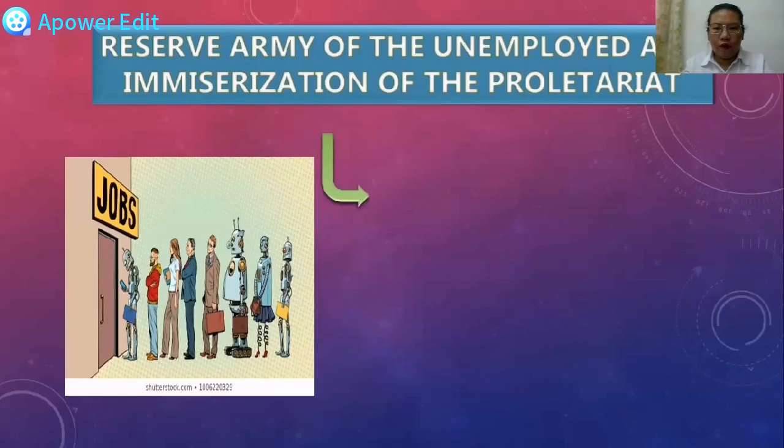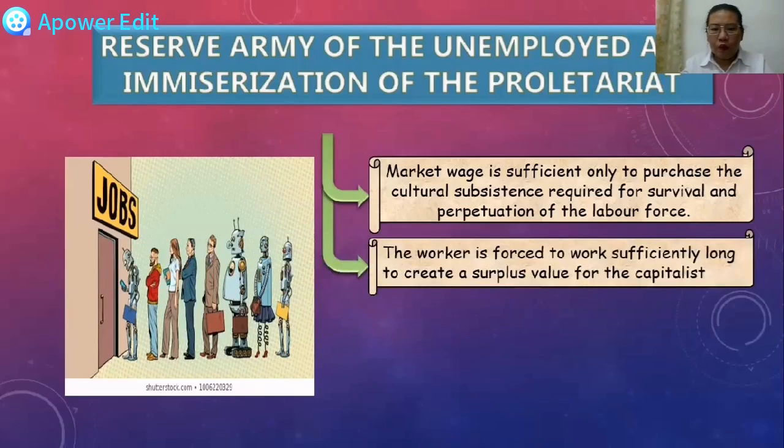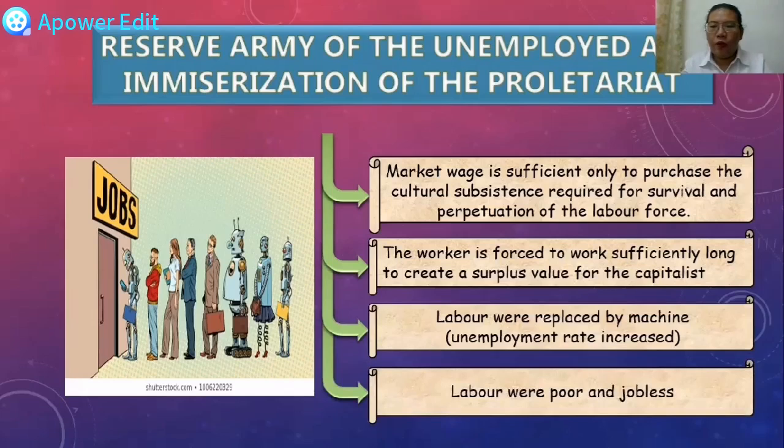The first one is that the market wage is sufficient only to purchase the subsistence required for the survival and perpetuation of the labor force. Then the worker is forced to work longer to create surplus value for the capitalist. So when labor is replaced by machines, the unemployment rate increases. So finally, the labor force becomes poor and jobless.